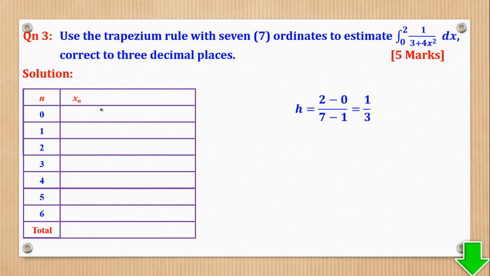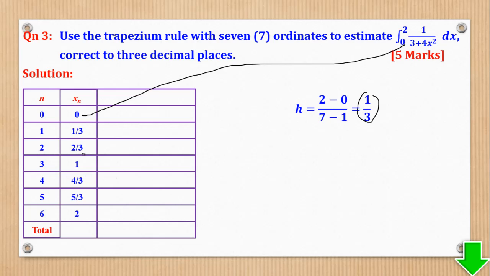Then we shall go to xn. Xn, the first one is this. Then we keep on adding h. So 0 plus 1/3 gives you 1/3. 1/3 plus 1/3. 2/3 plus 1/3. 1 plus 1/3. 4/3 plus 1/3. 5/3 plus 1/3. Like that. So realize that we begin with the lower limit and end with the upper limit.